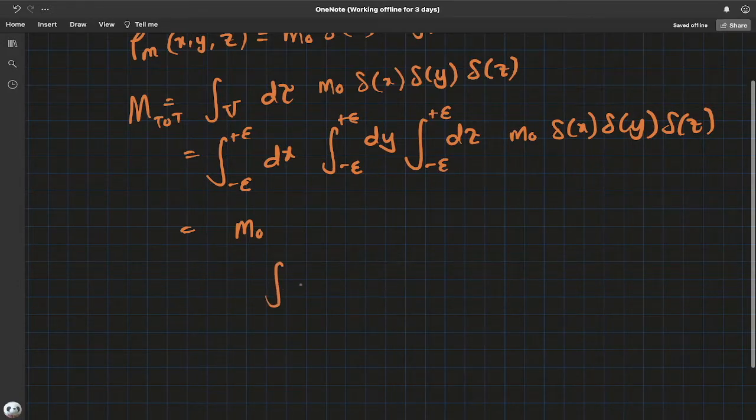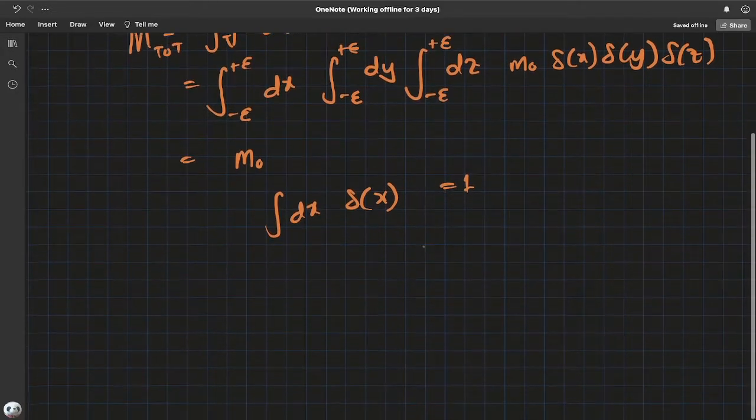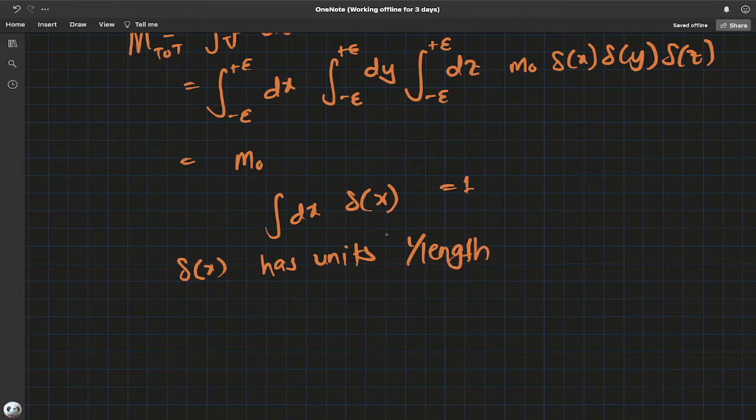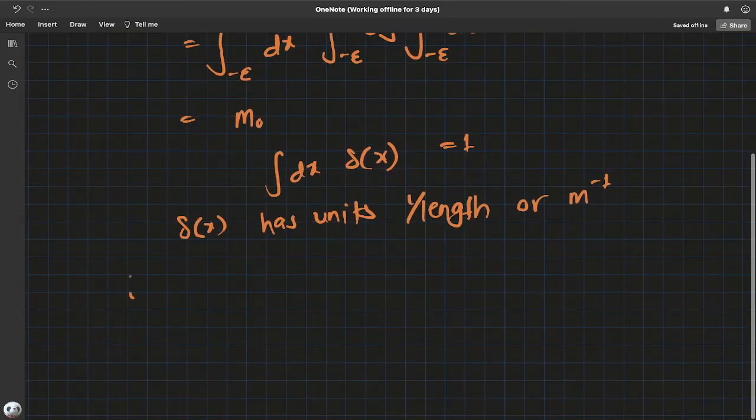Okay, we know that, say, the integral of delta x dx is 1. So we can conclude that delta x has units of 1 over length, because dx is a length element. So 1 over length times length gives us, in terms of dimensions, a dimensionless quantity, which is a number, in this case 1. So in the SI system this will be meter inverse, and you can see that this makes sense. Do a sanity check.